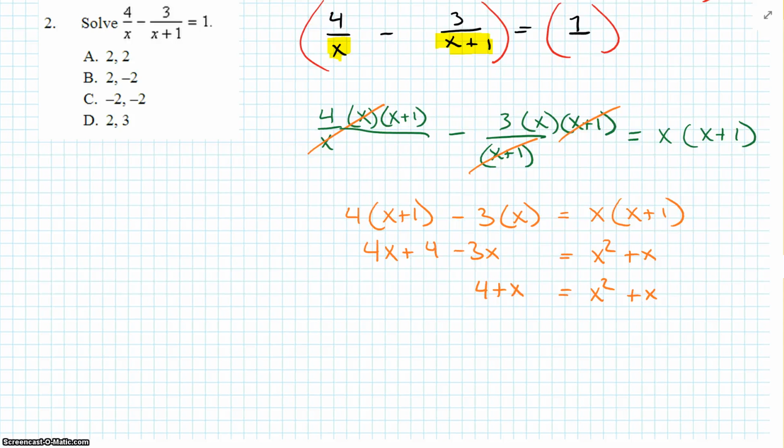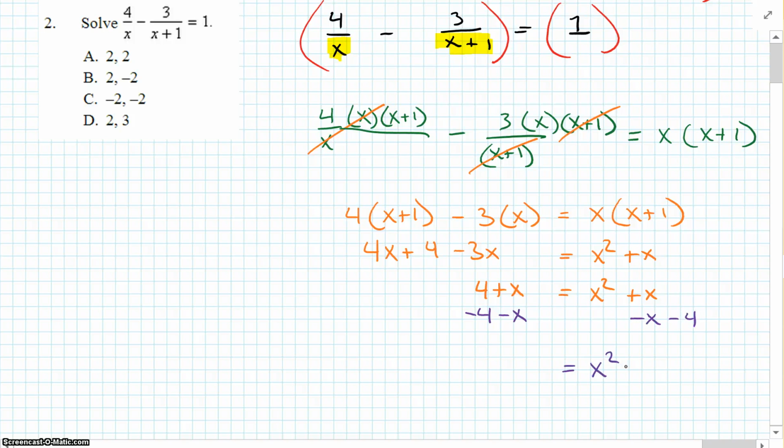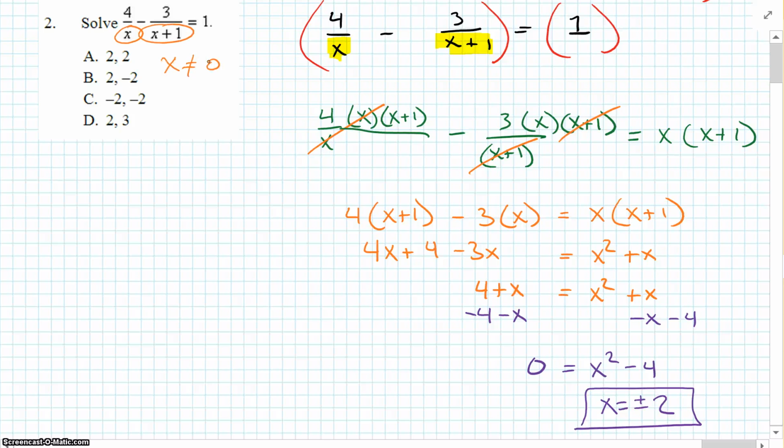So now let's subtract 4 since it looks like we have a quadratic, and subtract x. So I'm going to get x squared minus 4 equals 0. Well, that's a difference of squares. So we know x is going to equal plus or minus 2. And what are my restrictions? Again, we probably should have looked at this first. Well, x cannot equal 0, and x cannot equal -1. So it's fine. So my answer is C. Oh, I lied. B. 2, -2.